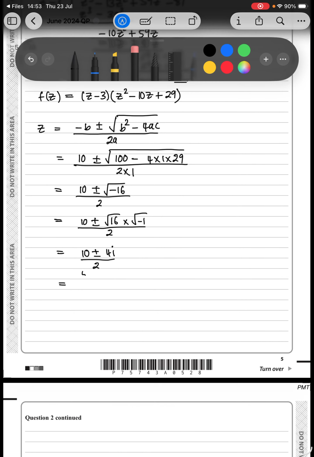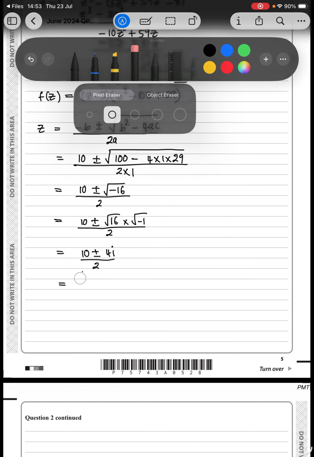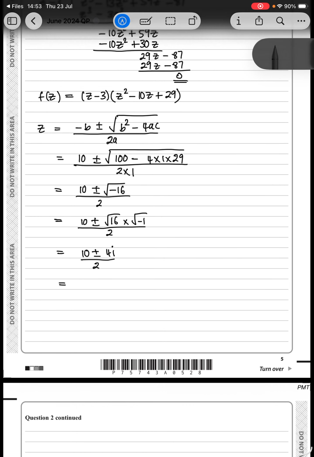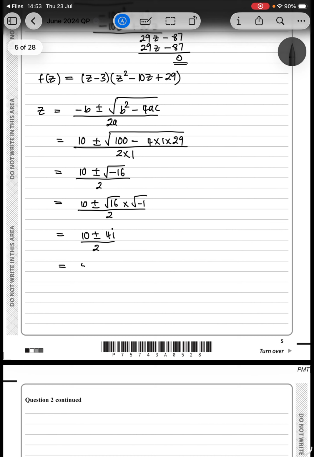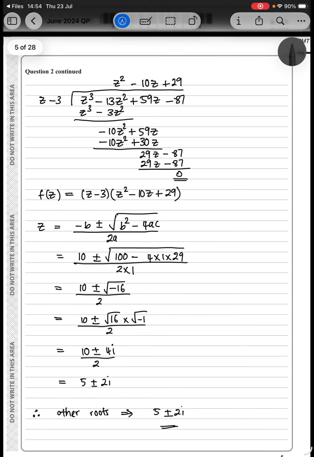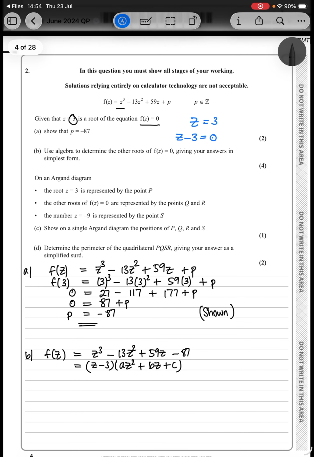Sorry, let me just erase that. 10 divided by 2, that's 5. Plus or minus 4 divided by 2 is 2. So 5 plus or minus 2i. So therefore, the other roots of this equation or of this function are 5 plus or minus 2i. And that's our answer to part B.